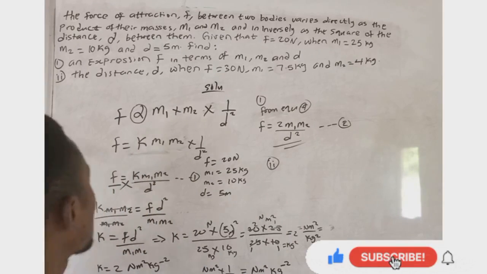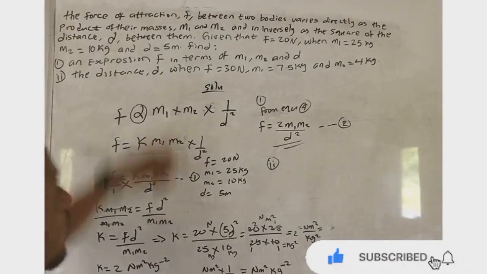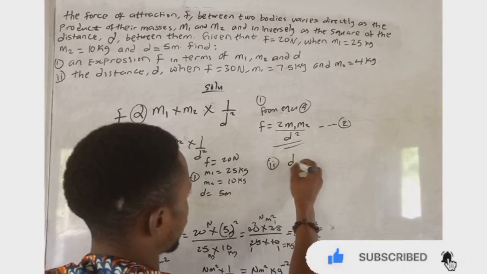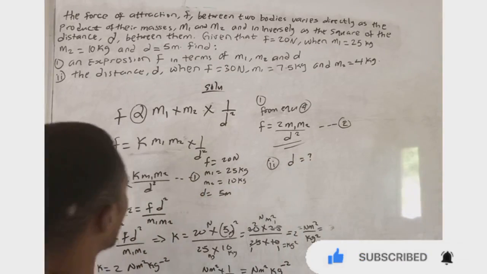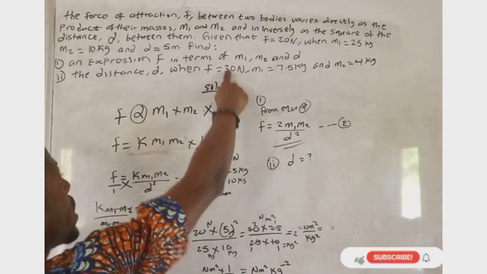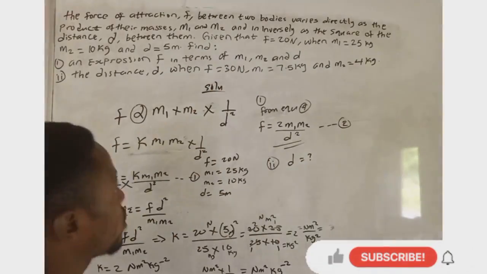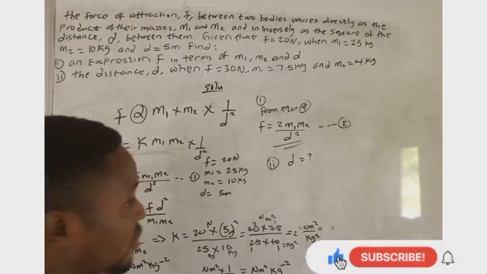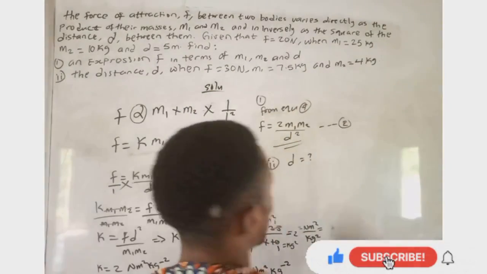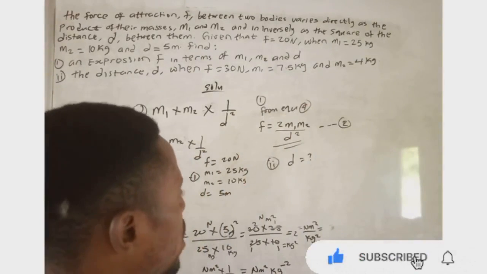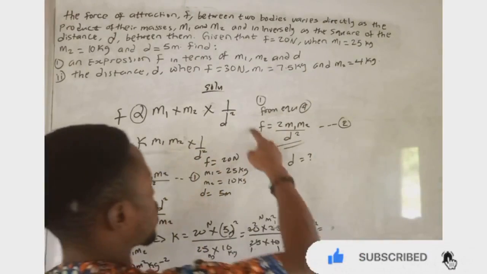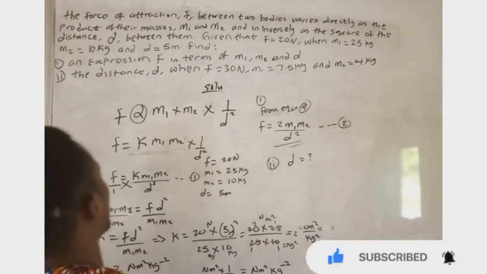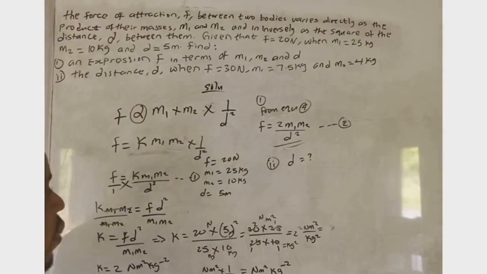Question 2 states that you want to calculate the distance. Find the distance when F is equal to 30 Newton, m1 is equal to 7.5 kg, and m2 is equal to 4 kg. What we just do here is recover the answer we got in question 1, equation 2.